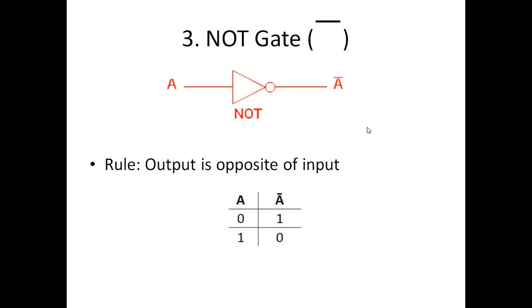Since there is only one input, so 2 raised to power 1 would give you 2, and we have 2 rows. The first one is a 0 and the other one is a 1. Now whatever is the input, the output is always the reverse of it. Like if a 0 goes into this gate, you get a 1, and if a 1 goes over here, you get a 0.